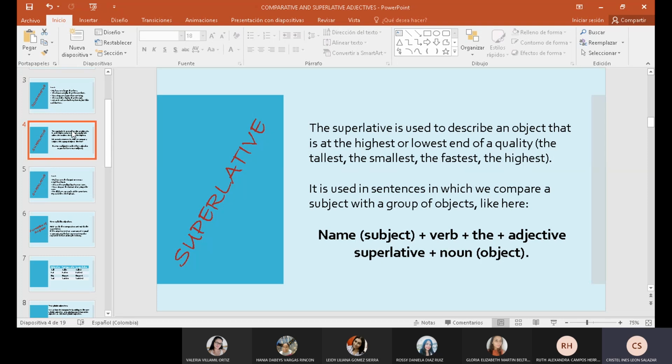The structure is name of subject, verb, the article the, adjective superlative, and noun of object. Okay, this is the structure. It's a little similar to the comparatives. In that case, we do not use the, but we use than.